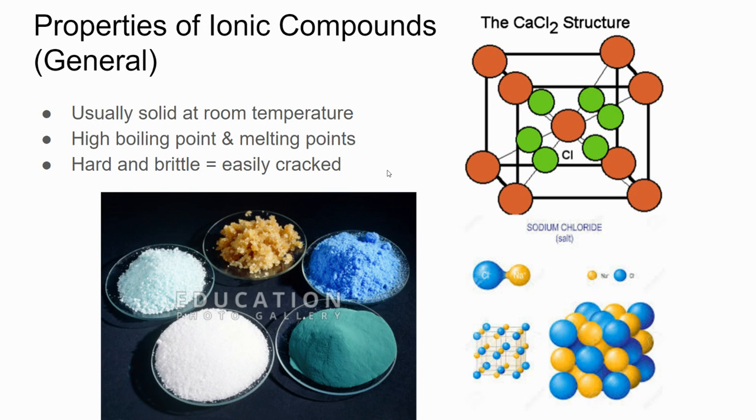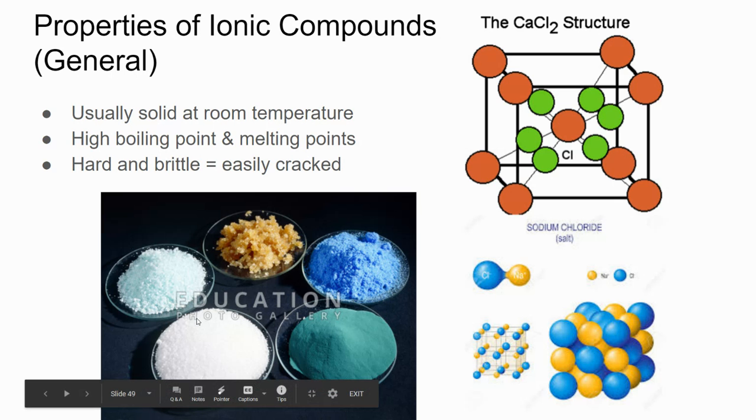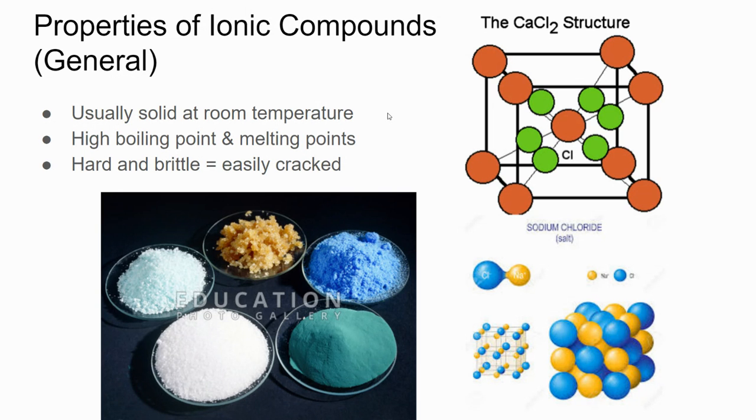Okay. And ionic compounds are usually solids at room temperature, pretty much always solids at room temperature. I think ionic compounds are a little bit more consistent with their properties. They really just form these crystal lattice structures, and they are usually solids at room temperature. Can't really think of any that aren't.